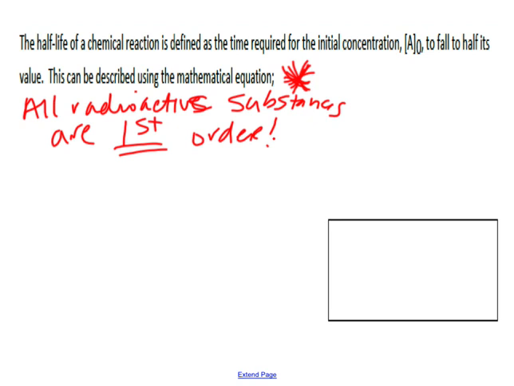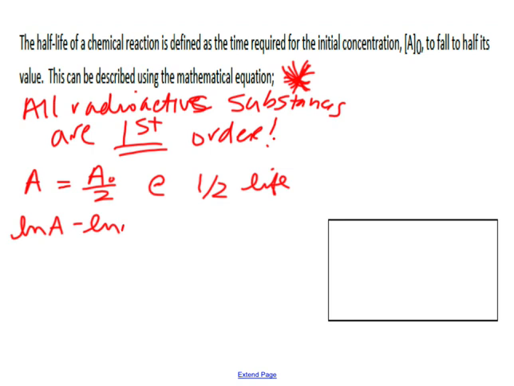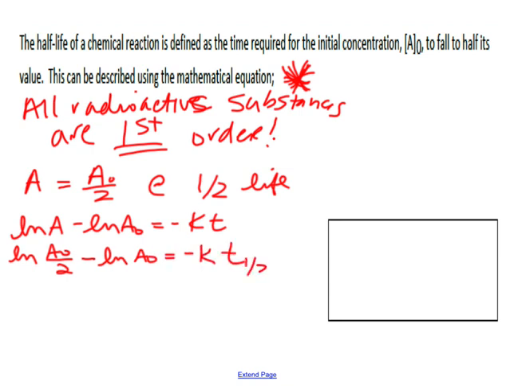So let's go ahead and derive it again. What was the assumption we made? A is equal to what at 1 half-life? A naught over 2 at 1 half-life. All right, so my integrated rate law is ln of A minus ln of A naught is equal to negative kt. So at a half-life, anytime I see A, I'm going to plug in A naught over 2, minus ln of A naught is equal to negative k, and now I'm going to put a little subscript 1/2 because that's at 1 half-life. I made that assumption.